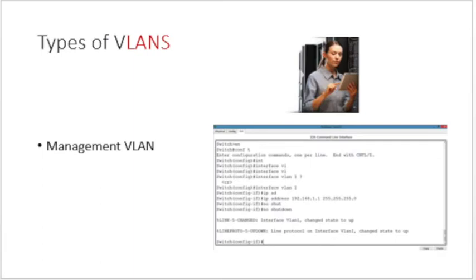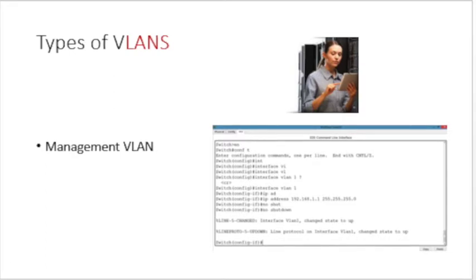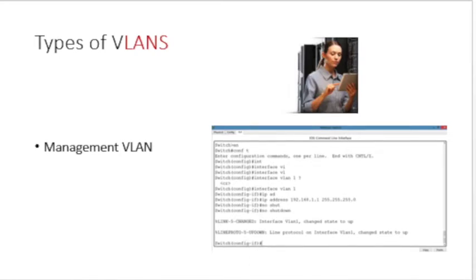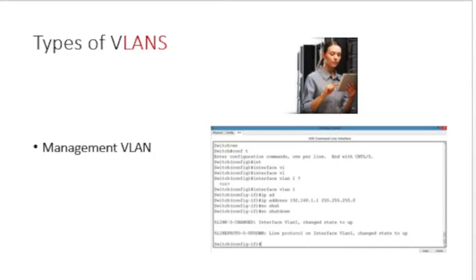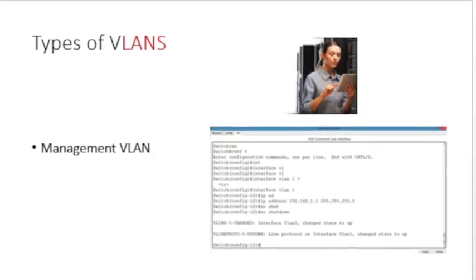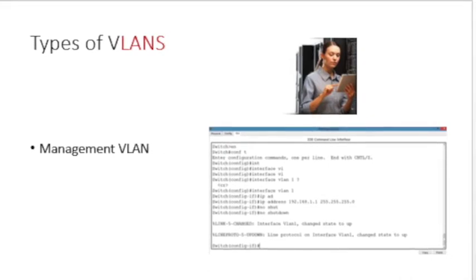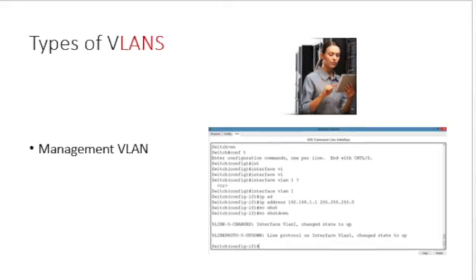A management VLAN is any VLAN configured to access the management capabilities of a switch. VLAN 1 is the management VLAN by default. To create the management VLAN, the switch virtual interface (SVI) of that VLAN is assigned an IP address and subnet mask, allowing the switch to be managed by HTTP, Telnet, SSH, or SNMP.